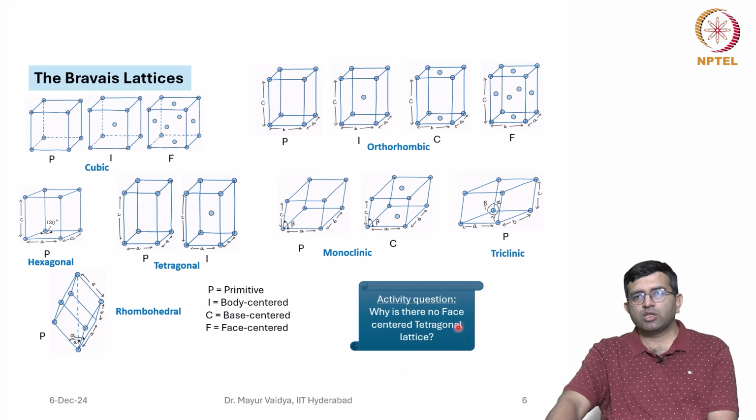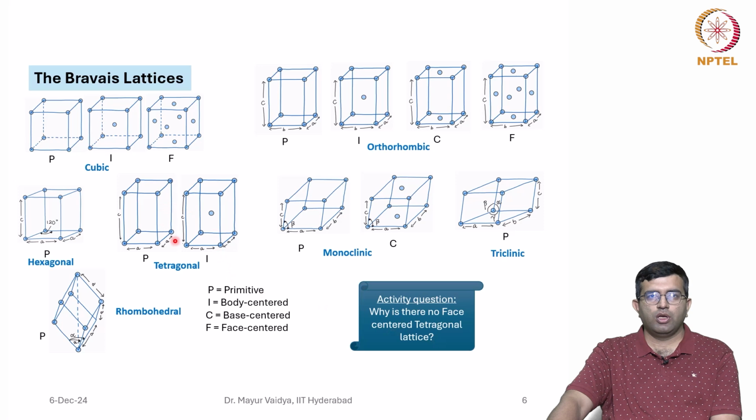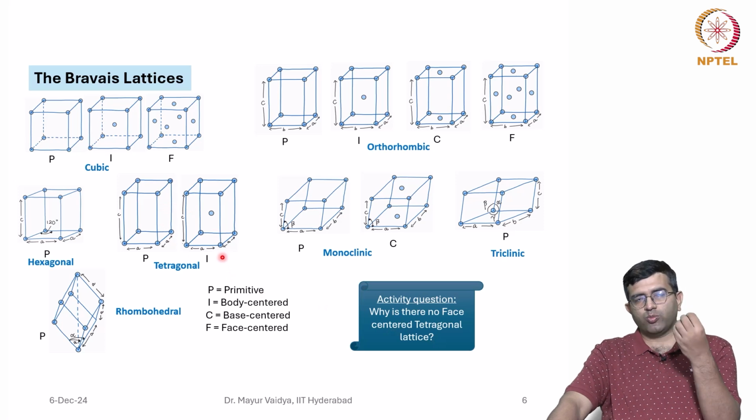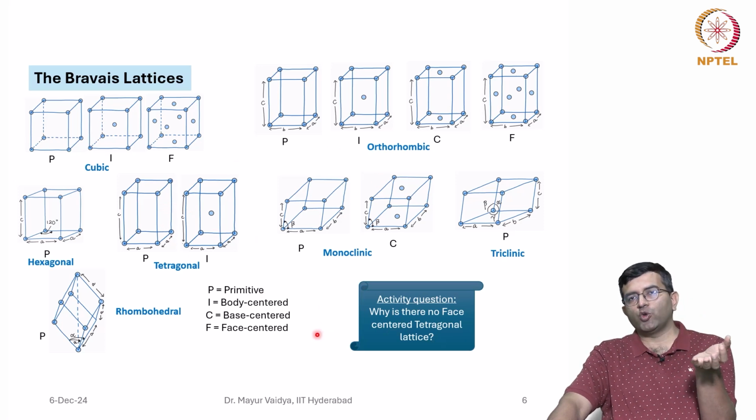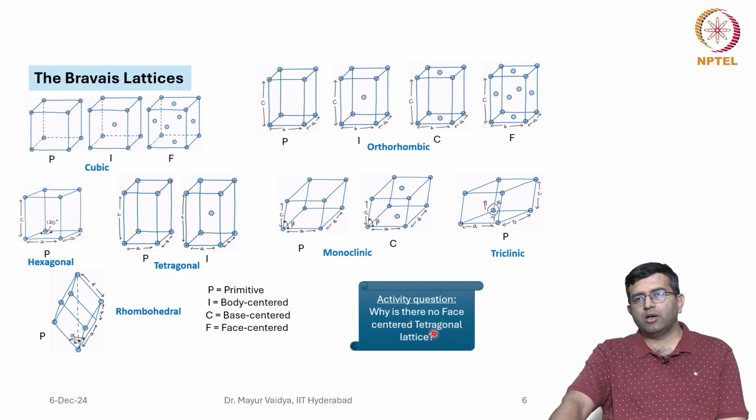One more activity question for you. Why is there no face centered tetragonal lattice? Of course, it is not really in the scope of this course to understand why there are only 14 Bravais lattices. Actually, if you see, there are 4 types here. So, if there are 7 crystal systems, there should ideally be 28 Bravais lattices, but why are there only 14? That is also understood by people, but just for additional reading, I want you to find out why there is no FCC or face centered tetragonal lattice.